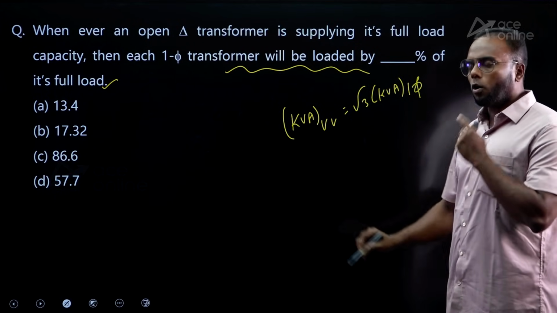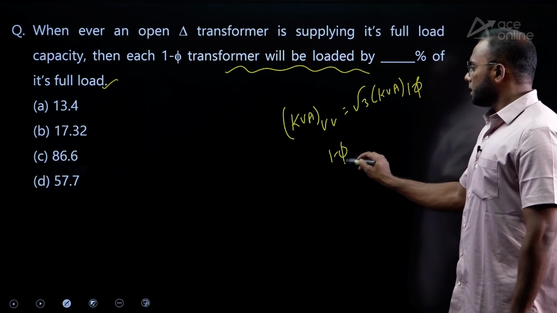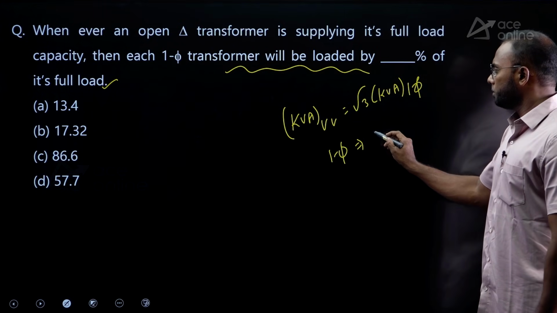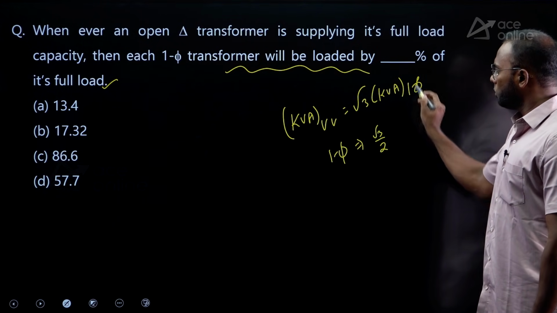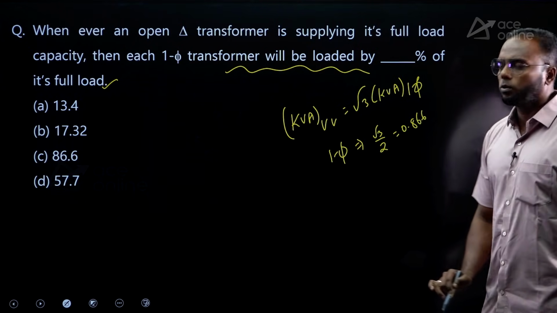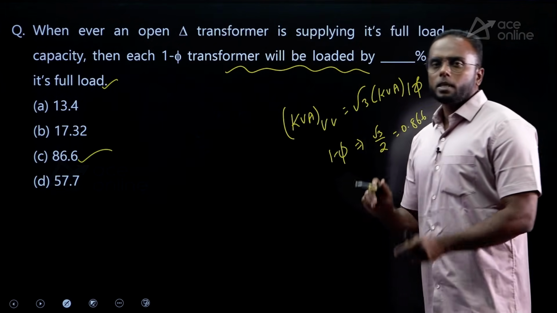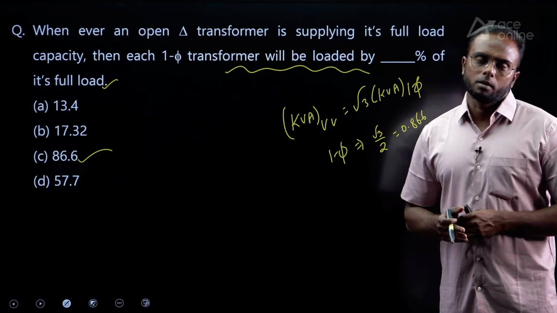Now, in open delta how many single phase transformers are working? 2. Then each single phase transformer will supply half of that, meaning √3 by 2 of its full load capacity. What is √3 by 2? 0.866, nothing but 86.6%. So one single phase transformer is supplying 86.6% of its full load capacity.